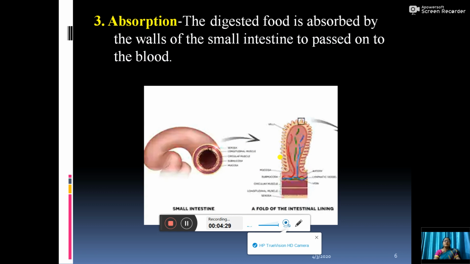The digested food is absorbed by the walls of the small intestine to pass on to the blood. You know that our small intestine is also a muscular organ, as you studied in standard 6, that is 7 meters long, and the inner wall of the small intestine has finger-like projections that are known as villi.